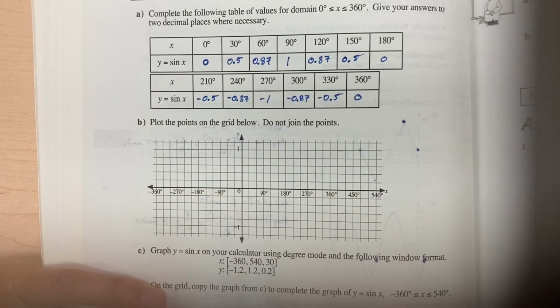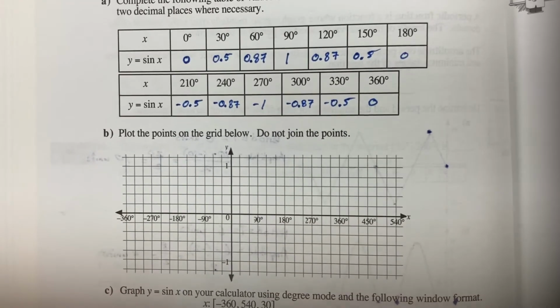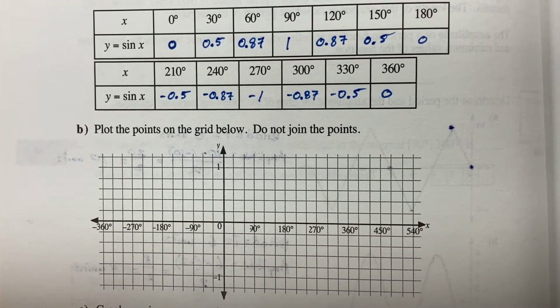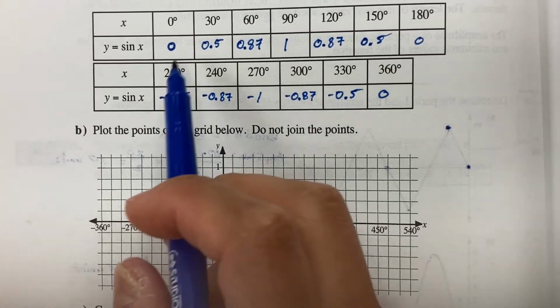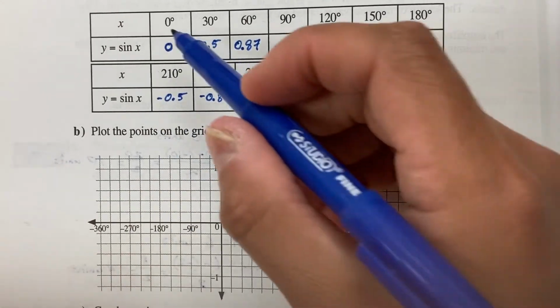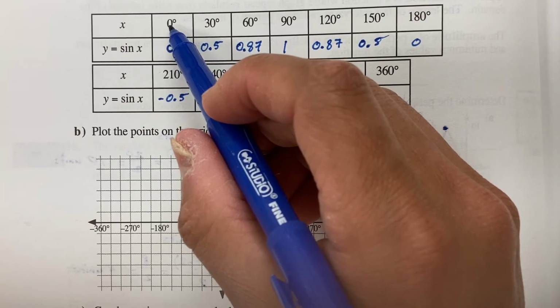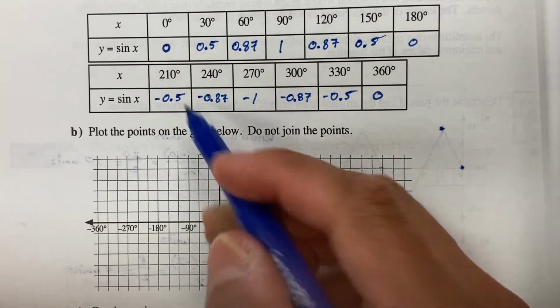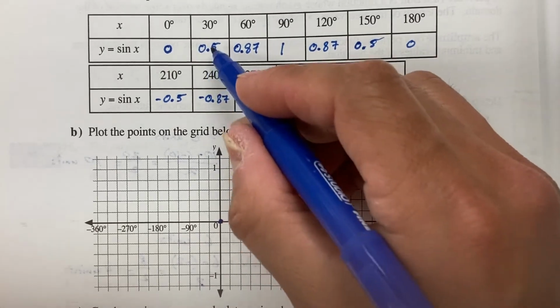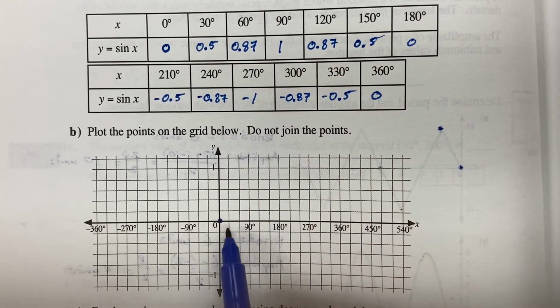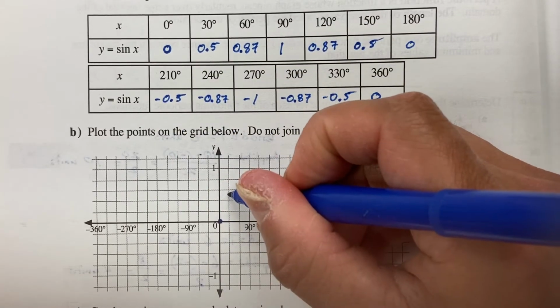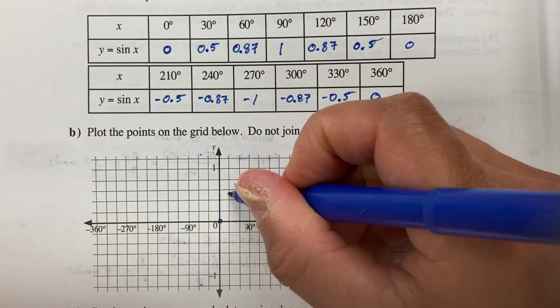So let's zoom in a little bit here. We are graphing the points that we just found in our table. My first point is going to be at 0 degrees and 0, so we're going to be right here at the origin. My next point is going to be at 30 degrees and 0.5, and this graph goes up by 30 degrees. So 30 degrees and 0.5 is going to be right here.